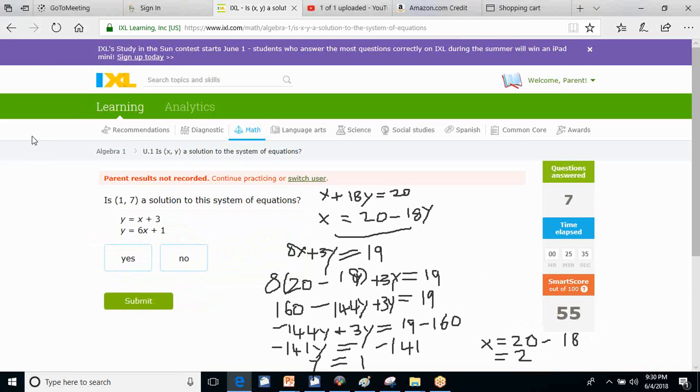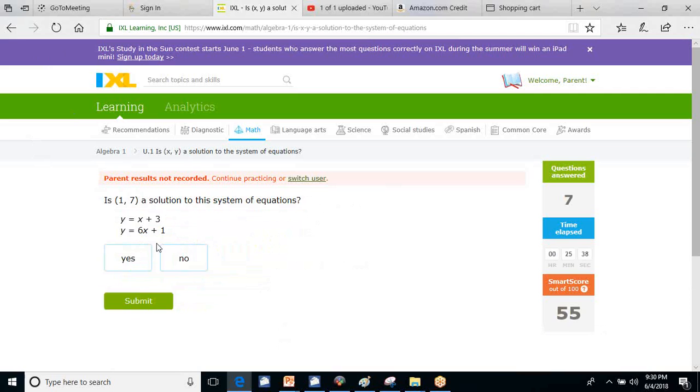All right, so let's look at this one now. y is equal to x plus 3, and y is equal to 6x plus 1. So this one is simple because they're both y's. So if y is equal to this and y is equal to that, then x plus 3 is equal to 6x plus 1, because they're both equal.